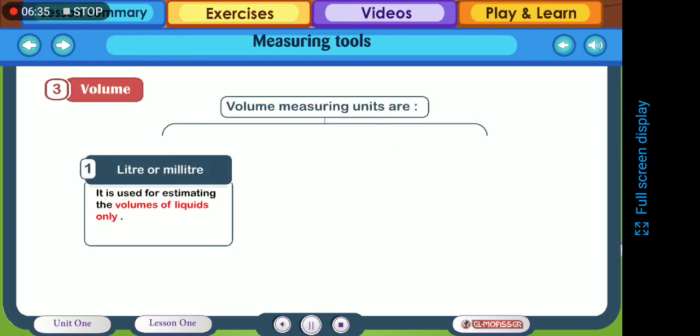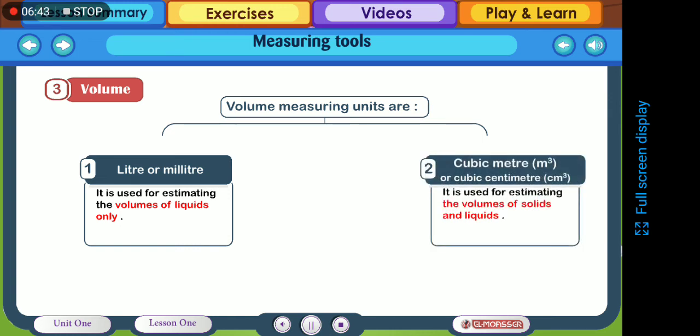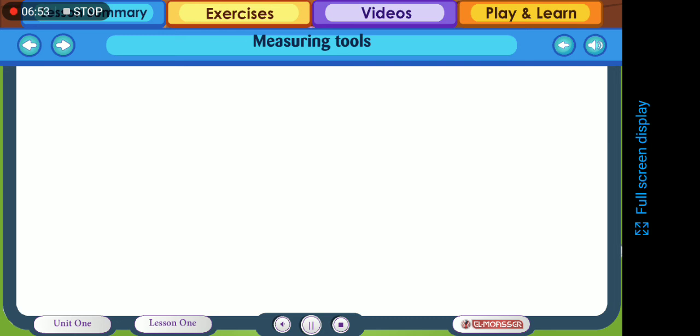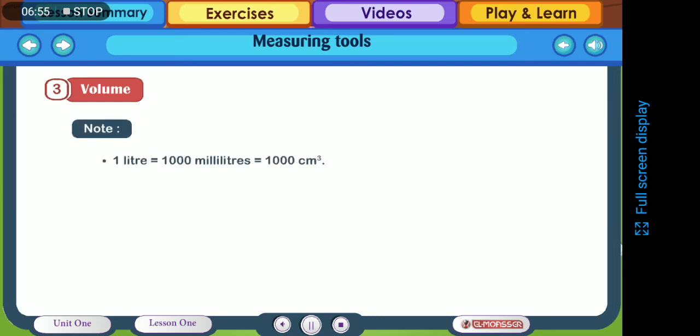Volume measuring units are liter or milliliter. It's used to estimate the volume of liquids. Cubic meter, cubic centimeter. It's used to estimate the volume of solids and liquids. 1 liter equals 1000 milliliters equals 1000 cubic centimeters.